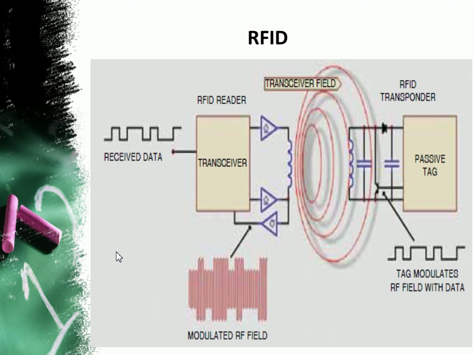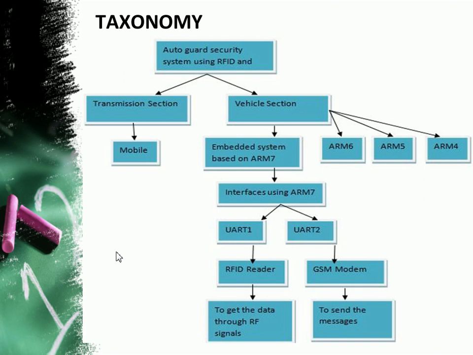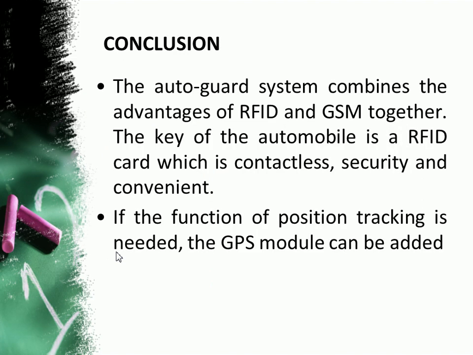This is the RFID. And another we have GSM, the Global System for Mobile Communications. This is widely used in mobile communications, and it is very mature. The information transmission is real-time, secure and convenient. And this is the taxonomy. I already discussed it in the last slide; it is the same as the proposed system. And coming to the conclusion, the system combines the advantages of RFID and GSM. By using GPS, we locate the vehicle accurately. Thank you.